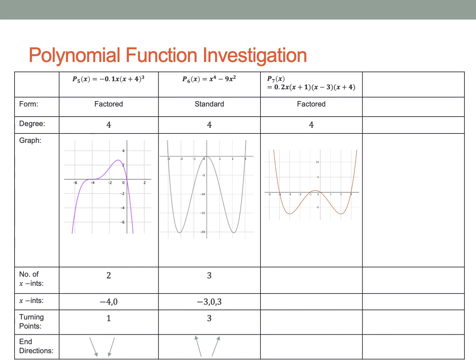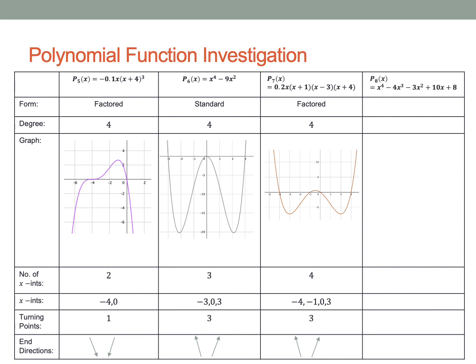That's because the degree affects the number of turning points. So the number of x-intercepts is 4. And they are negative 4, negative 1, 0, and 3. The turning points is 3, and the end behavior looks like this.